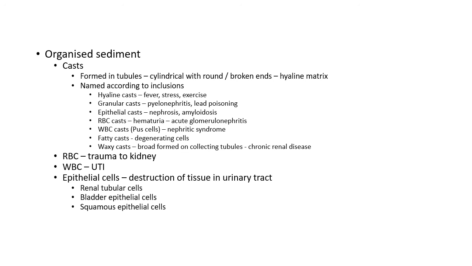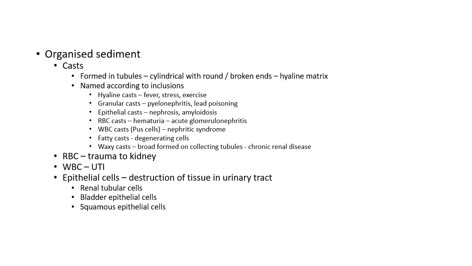Discussing the different casts present in the urine, they include hyaline casts. These are colorless, semi-transparent and occasionally refractile cylinders, and they are seen in fever, emotional stress and strenuous exercise. Granular casts are casts containing large or fine granules embedded in coagulated protein. They are usually seen in pyelonephritis and chronic lead poisoning. Epithelial casts are formed of fused desquamated tubular cells, and they are seen in diseases where there is damage to tubular epithelium like nephrosis, amyloidosis, heavy metal poisoning, etc.